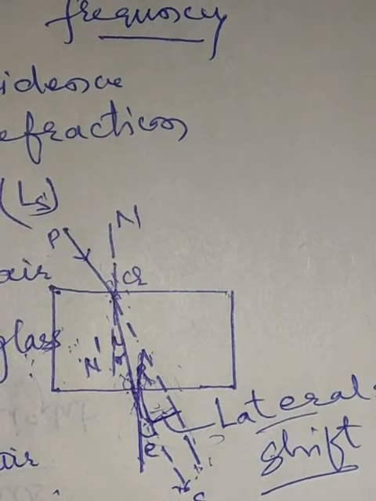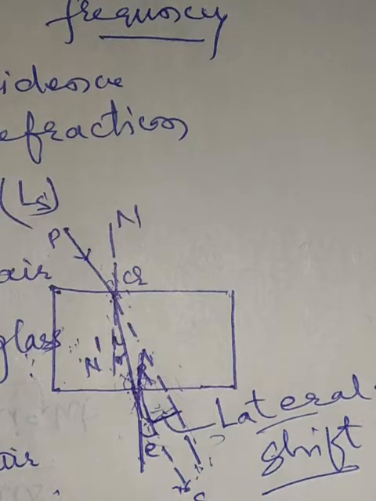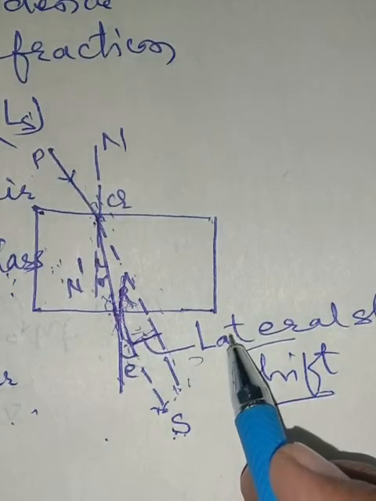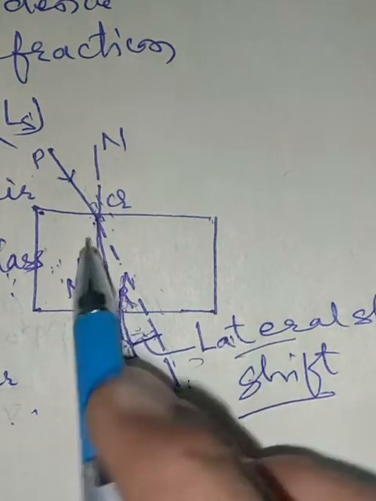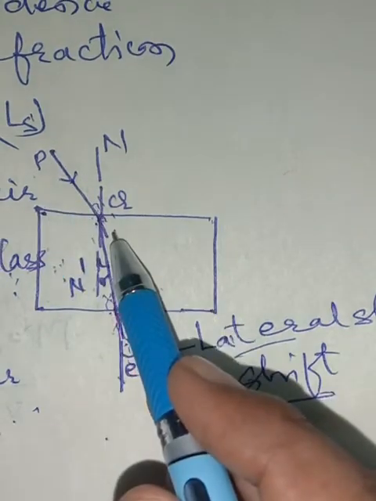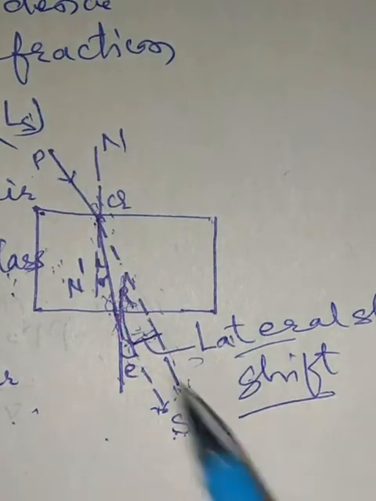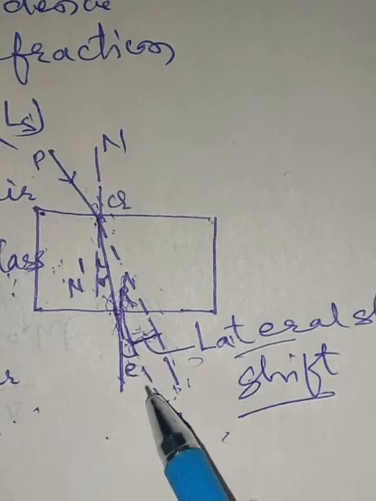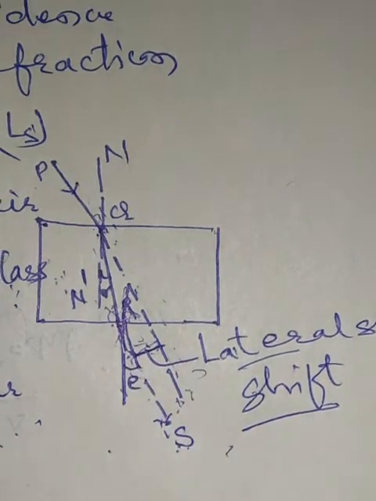It is the perpendicular distance between the incident ray extended and the emergent ray in case of parallel sided glass slab. ये कब होगा? Parallel sided में होता है. तो ये lateral shift किसको कहेंगे? It is the perpendicular distance between the incident ray extended and the emergent ray. Emergent ray कौन सा है इसमें? RS is the emergent ray in case of a parallel sided glass slab.